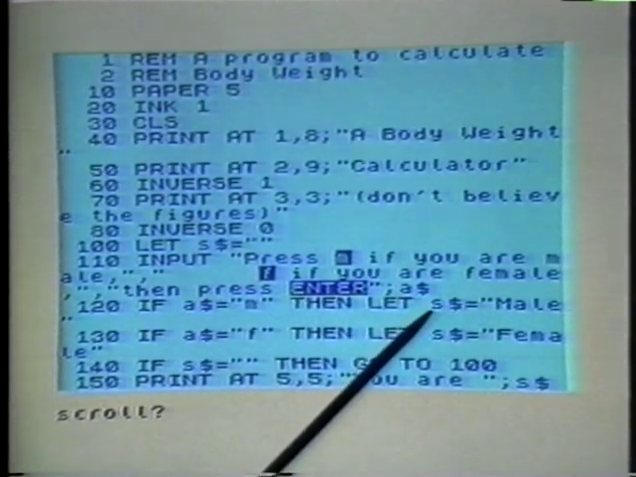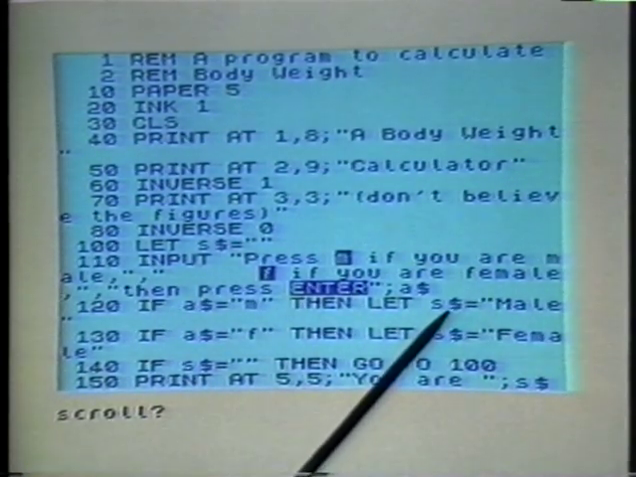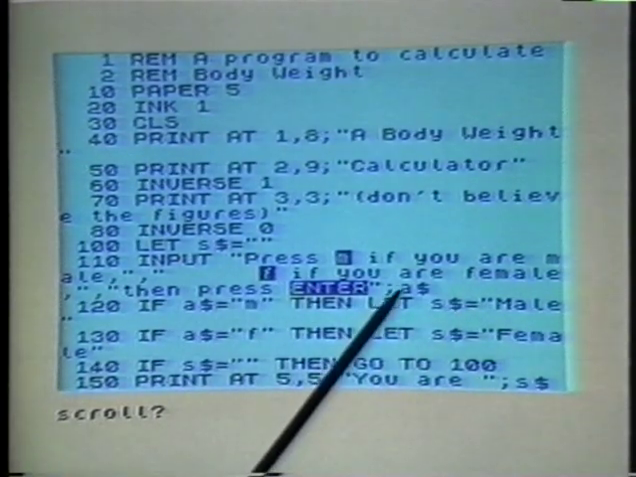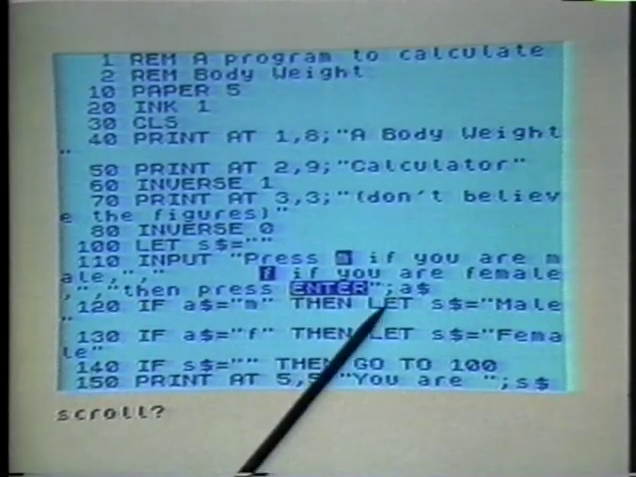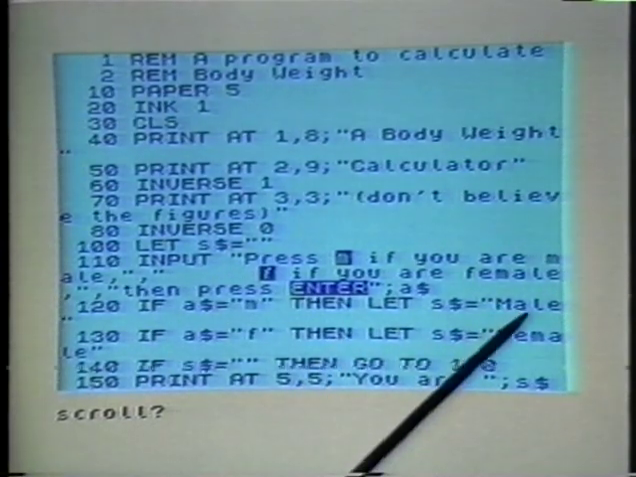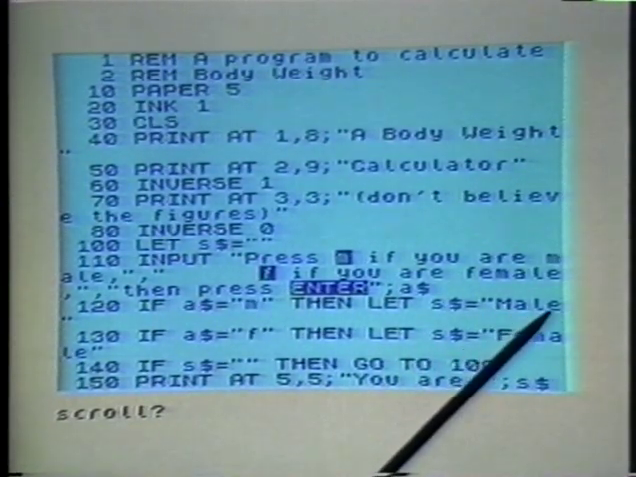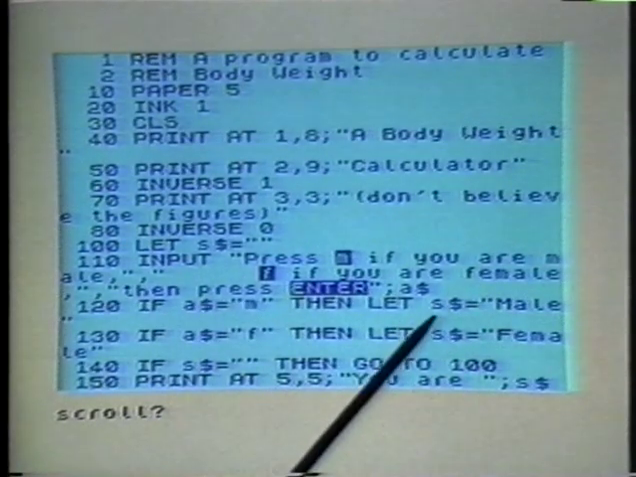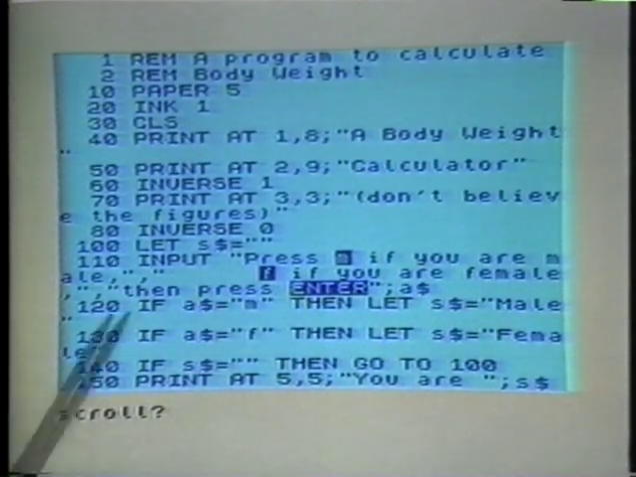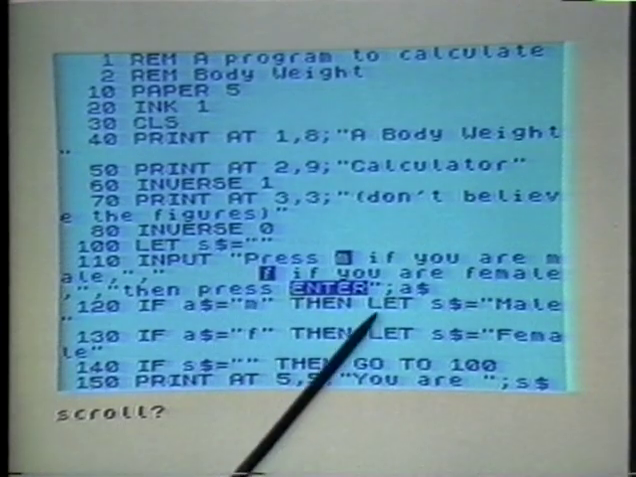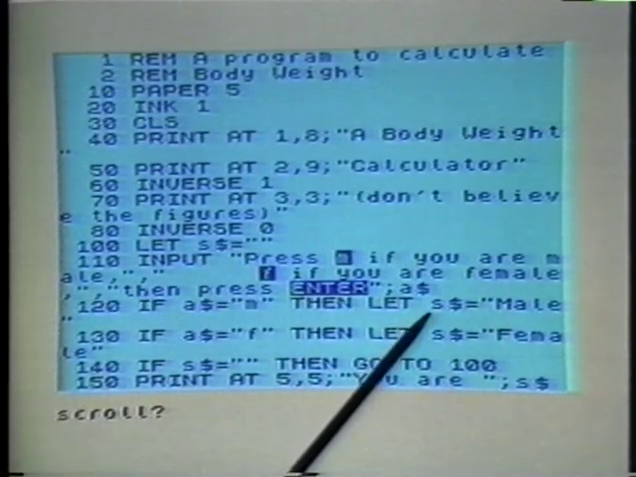S$, in the same way, is another variable. Because it's got a $ after its name, it's going to be something that's going to hold characters. Whereas with A$, we put a value in there by typing it in an input statement, a let statement allows us to put whatever value we like into that variable. I've said put M-A-L-E, the word male, into the string variable S$. Quotation mark there and another quotation mark there means that this is a constant value. So this let statement will always put the four characters M-A-L-E into S$.